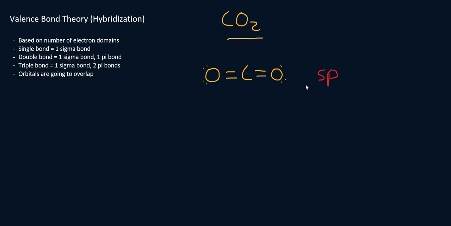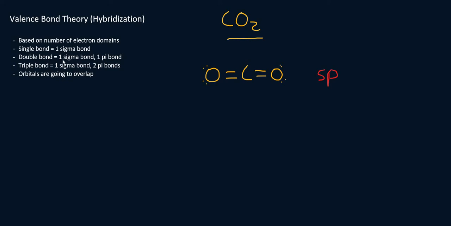Now I also want to talk a little bit about types of bonds. In the valence bond theory, there's 2 types of bonds that you can have: a sigma bond and a pi bond. A single bond is going to be equal to 1 sigma bond. So if you see a single bond in your structure, that's equal to 1 sigma bond. And a sigma bond is where you're going to have an overlap between a hybridized orbital and another orbital. So sigma bonds always represent an overlap with a hybridized orbital.